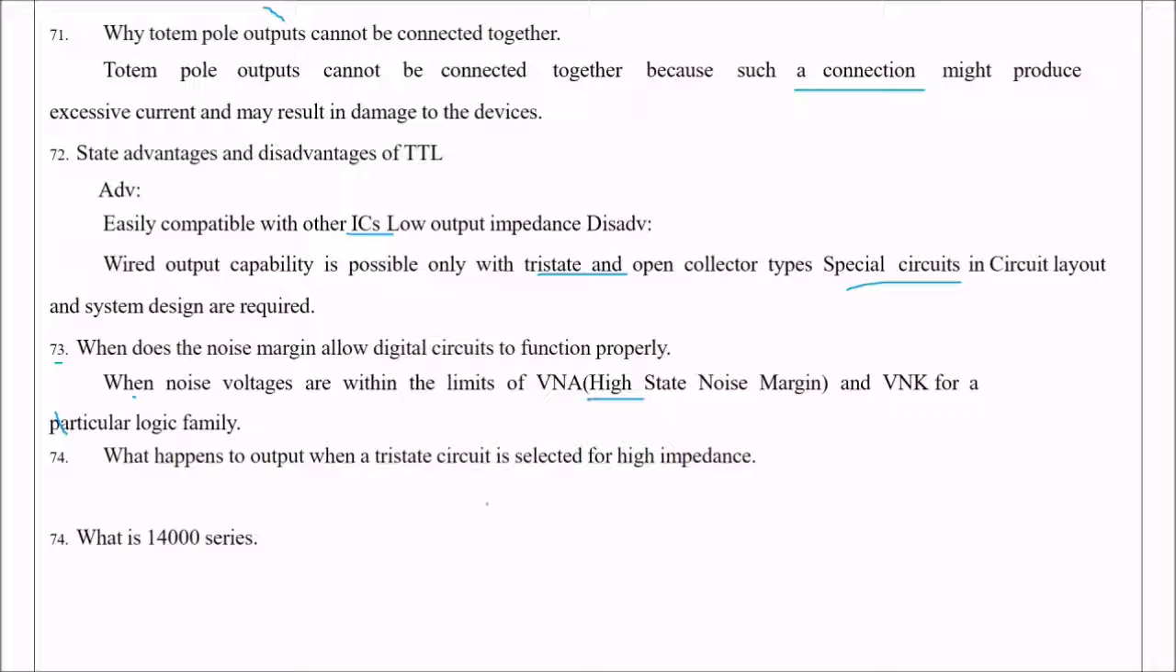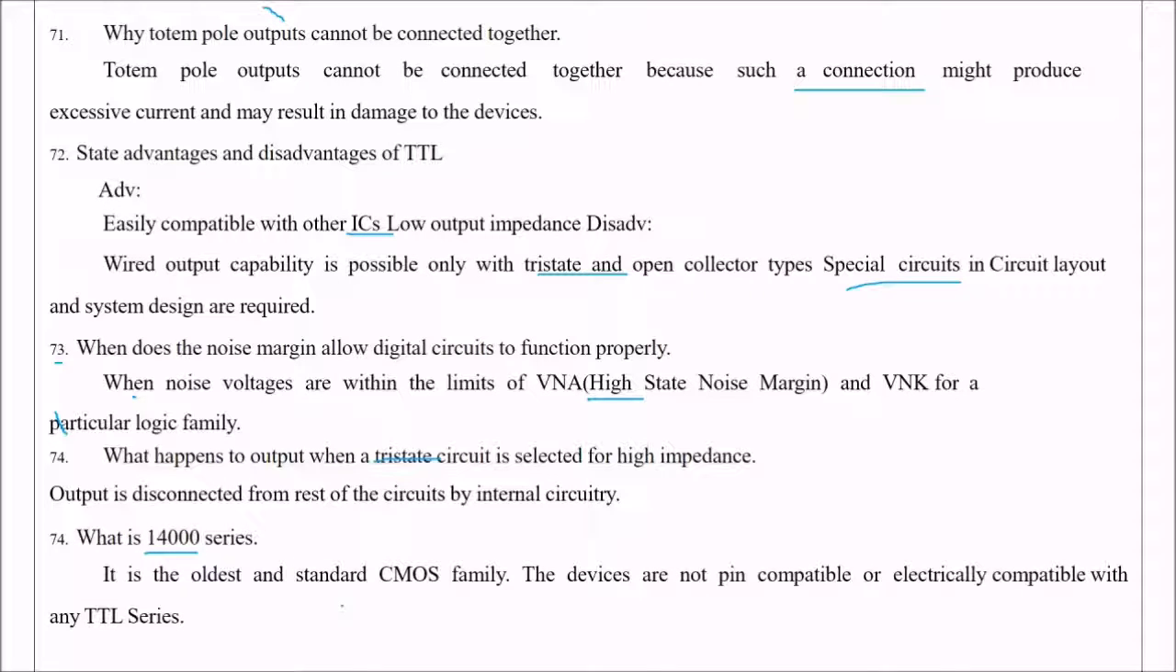What happens to the output when a tri-state circuit is selected for high impedance? The output is disconnected from the rest of the circuitry by internal circuitry. What is the 14000 series? It is the oldest and standard CMOS family. The devices are not pin compatible or electrically compatible with any TTL series.